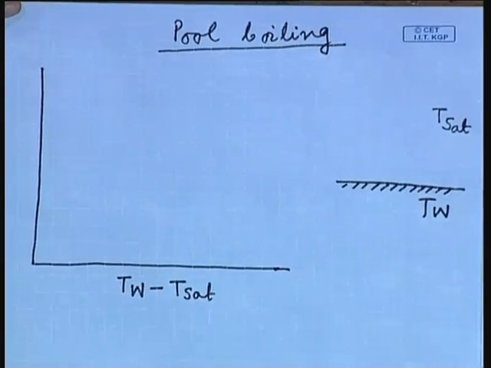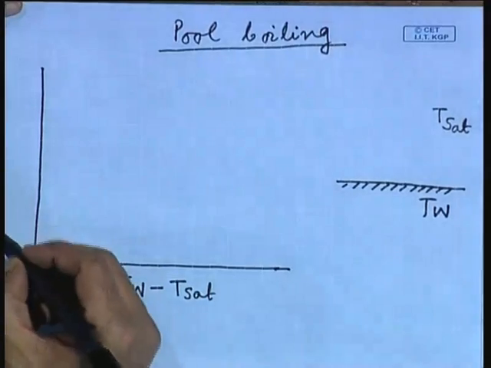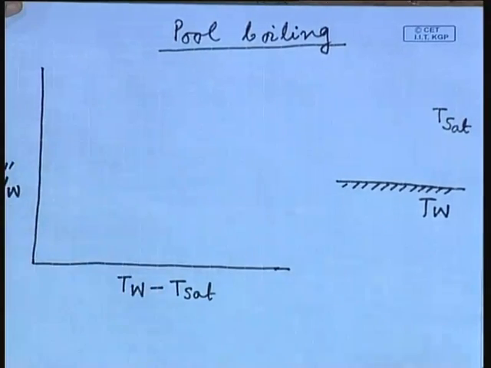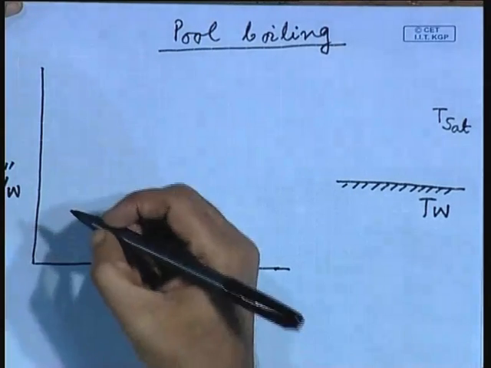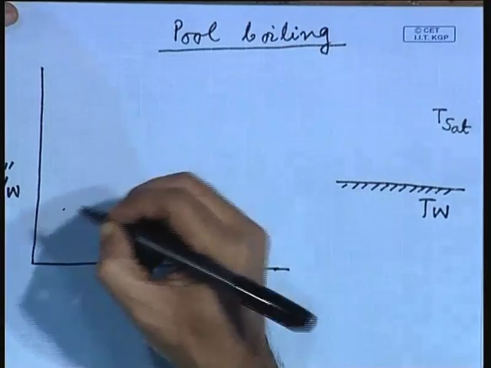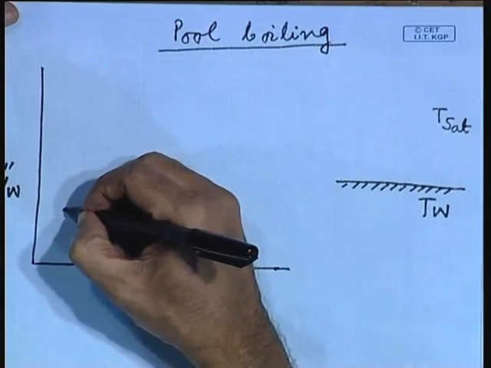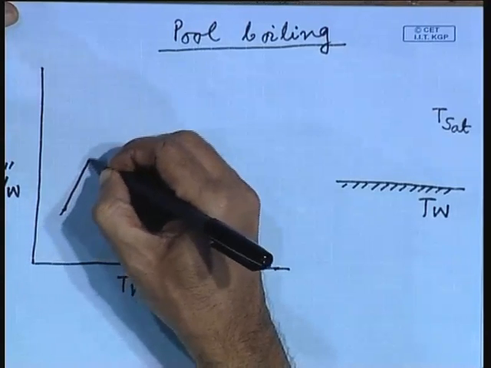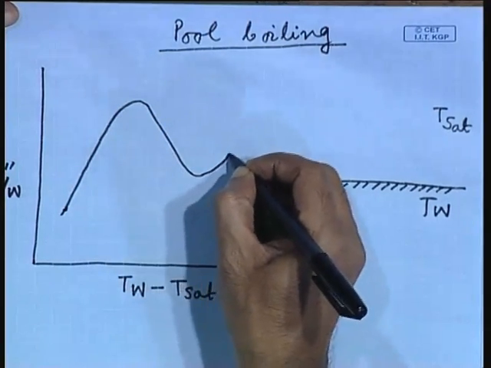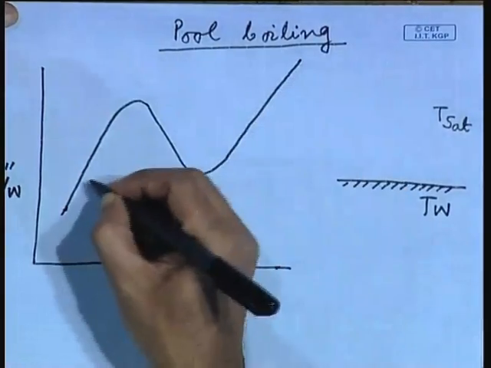As a function of this Tw minus T sat, if we plot q_w double prime, which is the wall heat flux, then we get the pool boiling curve. Conventionally it looks like this. First, let us draw the simplest form of the pool boiling curve, then we will go to different intricacies. So, the pool boiling curve looks like this.